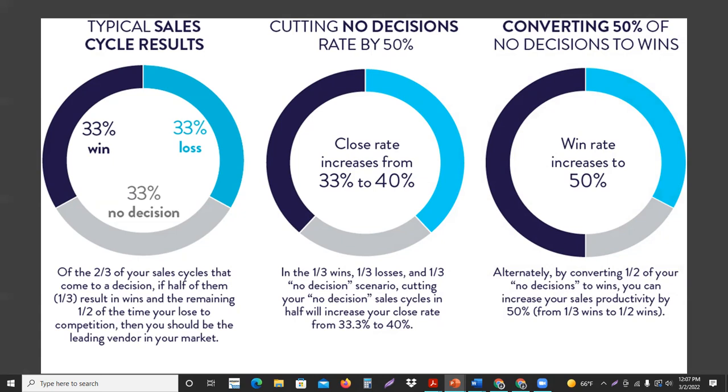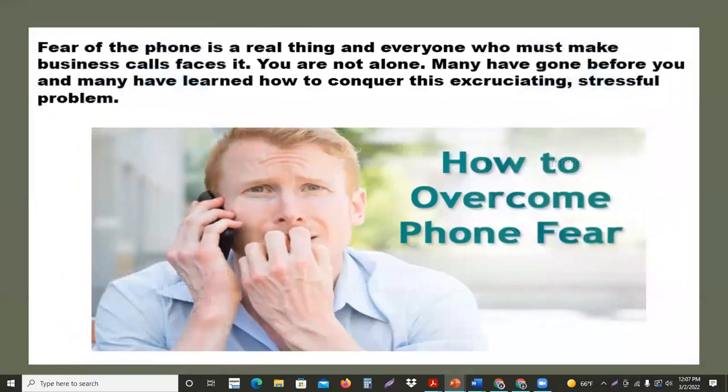Once again, no decision in our business, it's kind of unacceptable because we lay out the fact that we need to make a decision based on the education, based on the reports. What do we want to do? So understand that once you start to cut those no decisions, it will help you create more outcomes. And then once you understand how to do that, converting those no decisions or a percentage of those to actually wins. You got to pick up the phone.